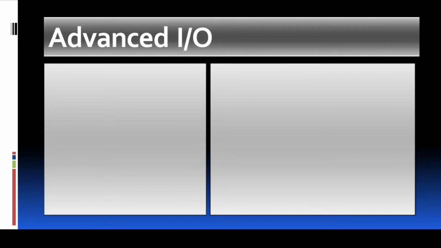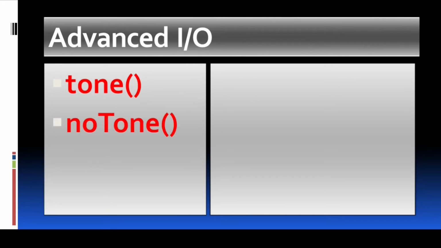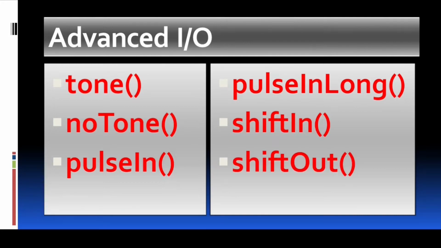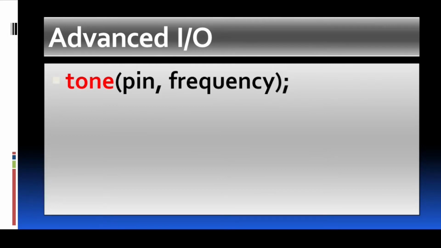There are 6 types of functions in advanced input and output. First is tone, second is noTone, third is pulseIn, fourth is pulseInLong, fifth is shiftIn, sixth is shiftOut. So first is tone. As you can see on your screen, the syntax of the tone. This function is used to generate a square wave at a particular pin.